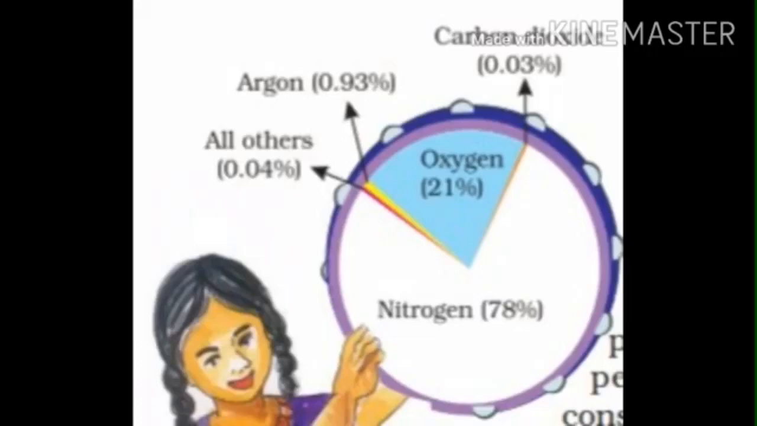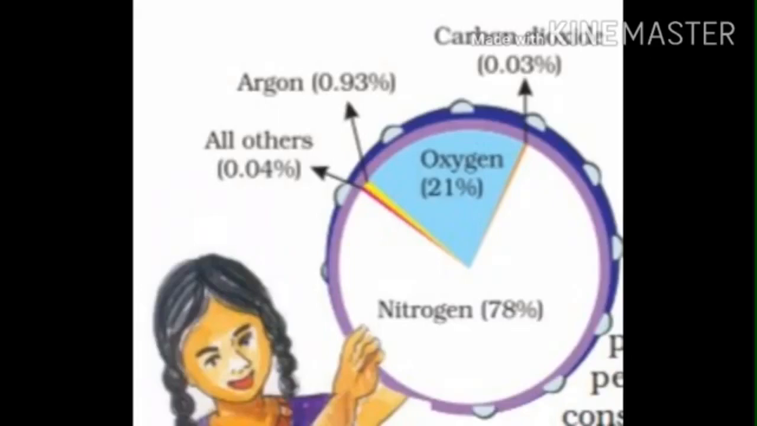It is difficult to control fire without nitrogen. Okay children, why did we discuss nitrogen gas first? Because its presence in the atmosphere is in bulk amount. That's why we discussed nitrogen first.